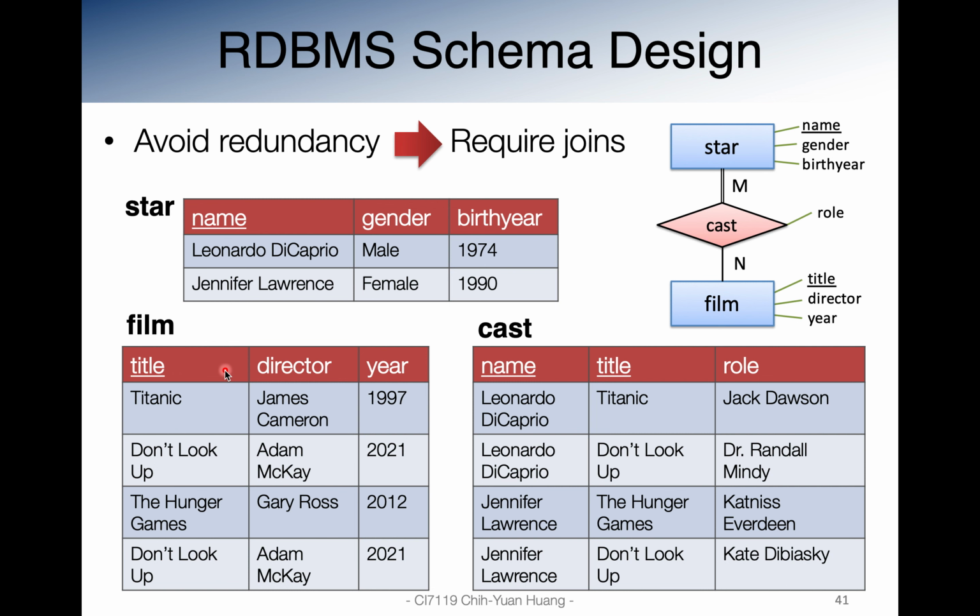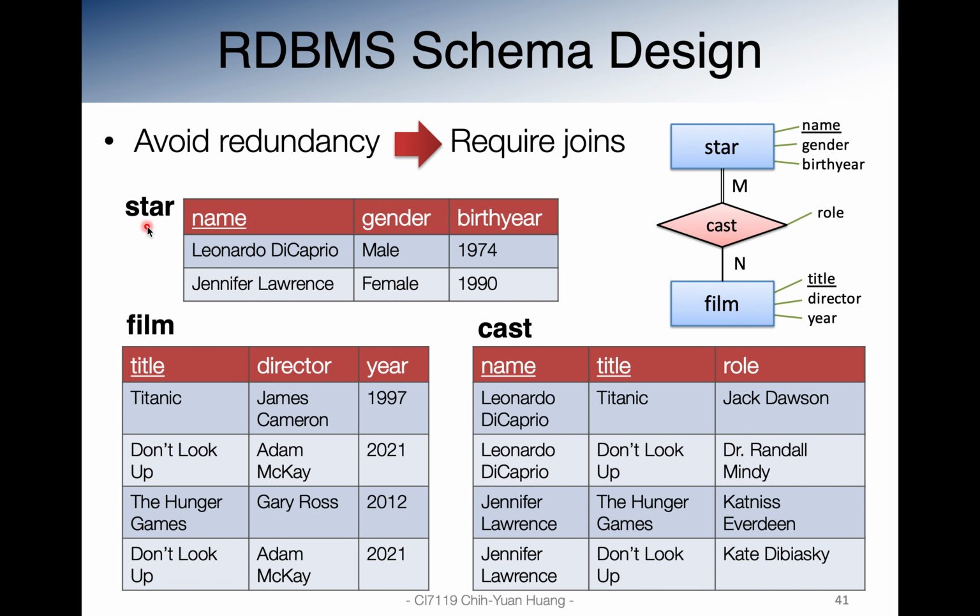So you may argue that in the cast table, we also have some redundancy over here. For example, we have two Leonardo DiCaprio, two Jennifer Lawrence, and two Don't Look Up film titles. So yes, of course, there is some redundancy, but however, in reality, like I mentioned before, we won't directly use the attribute of the data content as the primary key. Instead, we will use an ID for the primary key.